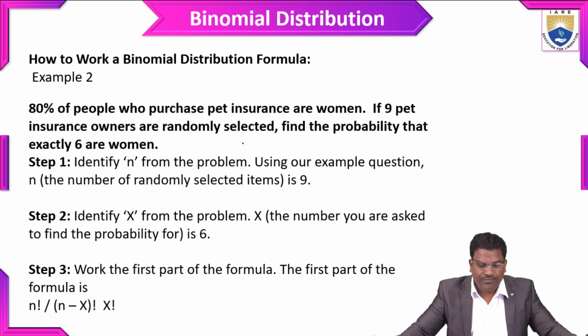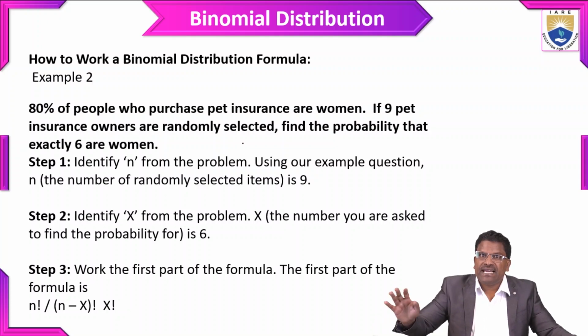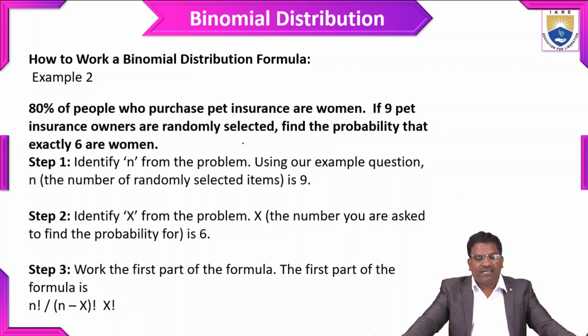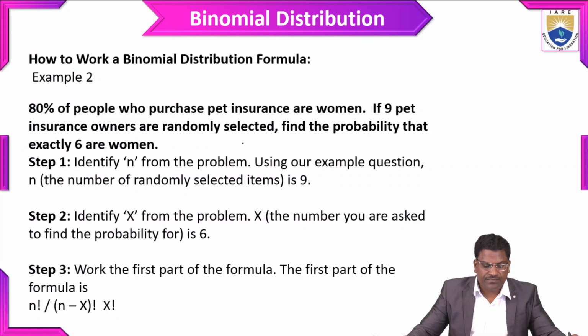Come to step 2. Identify x, the number of successes, from the problem. Here, the number we are asked to find the probability for is 6. So x is equal to 6.